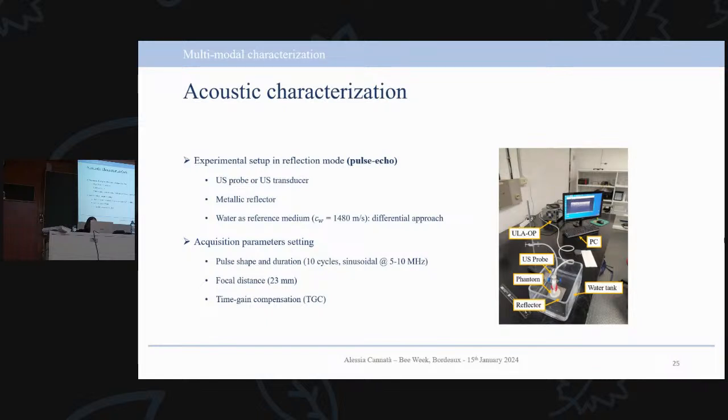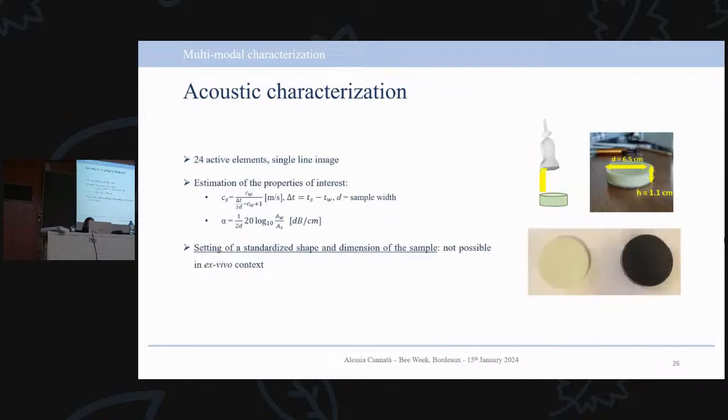Here I reported some acquisition parameter settings, but I don't want to bother you with this: pulse shape and duration, focal distance, time gain compensation. I don't know anything, basically. Joking. The probe works with 24 active elements, so the yellow band that you see.